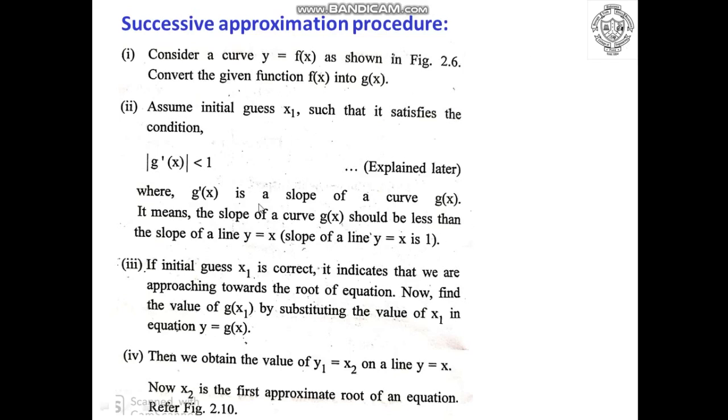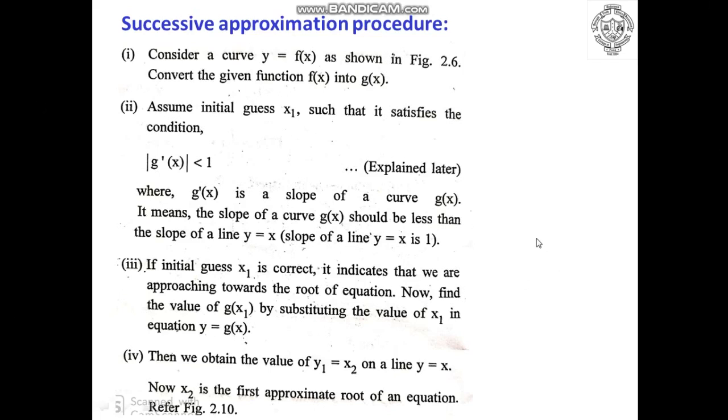So that is why the initial guess x1 should be considered only when the condition that the absolute value of g dash of x, that is the slope of g dash of x, must be less than 1. If you don't consider this particular value, the method diverges. I am going to explain divergence of the successive approximation method in the subsequent slides.